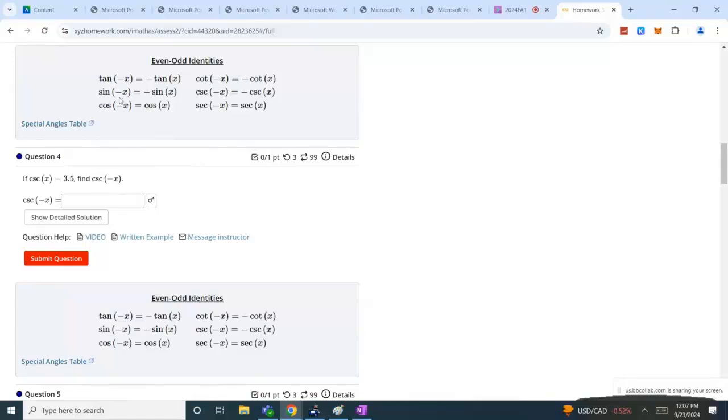The sine of negative x is equal to the negative sine of x. Its reciprocal is similar, right? The cosecant of negative x is equal to the negative times the cosecant of x. And then if we look at cosine and secant, the cosine of negative x is equal to the cosine of x. And the secant of negative x is equal to the secant of x. So even though I didn't specifically write down these 3 rules, the reciprocals apply. So let's take a look at number 4.